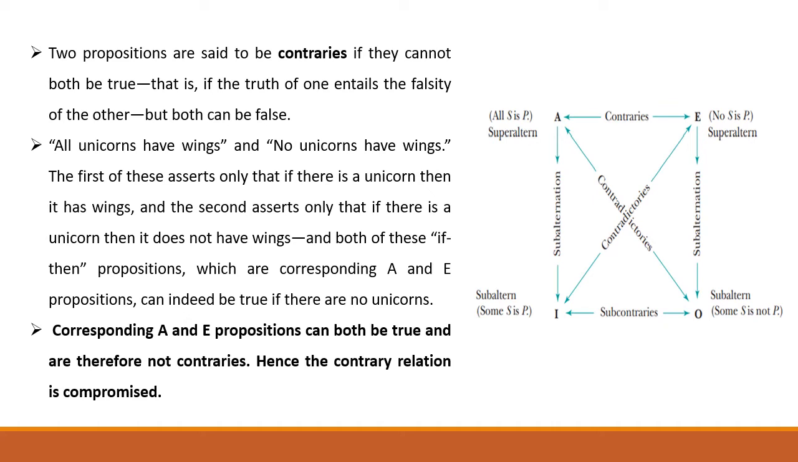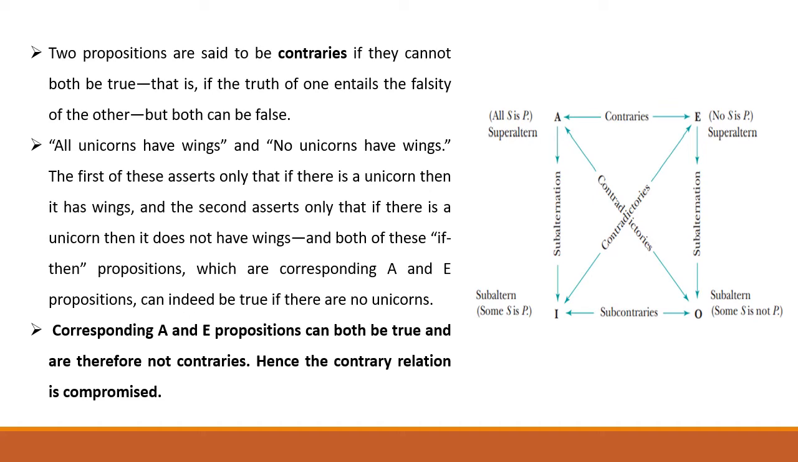Now, if there are no unicorns, then both can be true. Agreed, both can be false, but there is a possibility that both can be true together. Since A and E both are becoming true, there is a possibility that both A and E can become true together. Therefore, we can say that the contrary relation is getting compromised because we are assigning existential import to A and E.